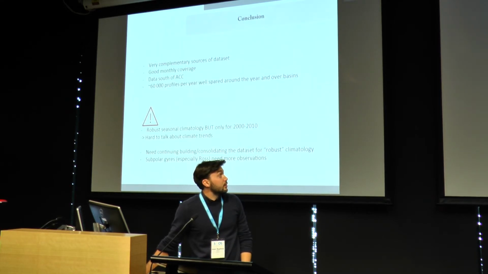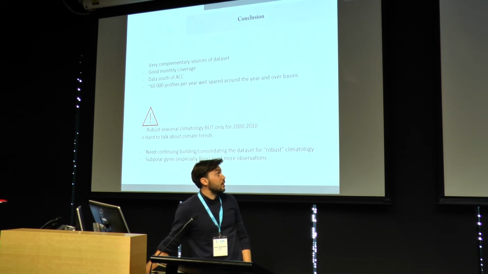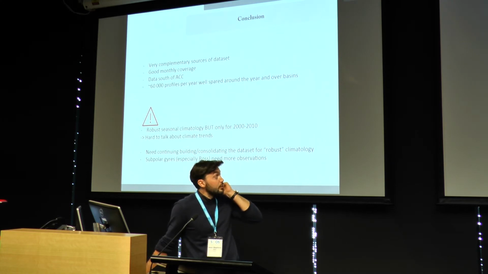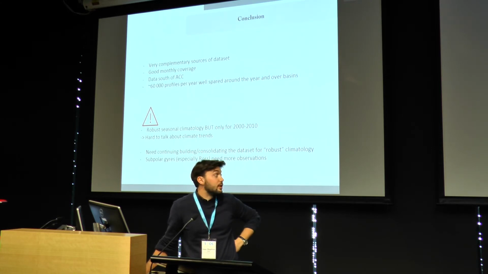So in conclusion, I think we've got very complementary data sets, which is great. We've got a good monthly coverage. We've got data south of the ACC with the SEALS observations. And every year we've got 60,000 new profiles. So we can start to look at mixed layer anomalies on an annual basis, I think, but it's really hard to make sense of them. And so we need to integrate the approach with forcing.